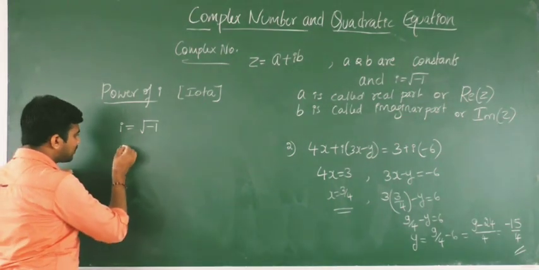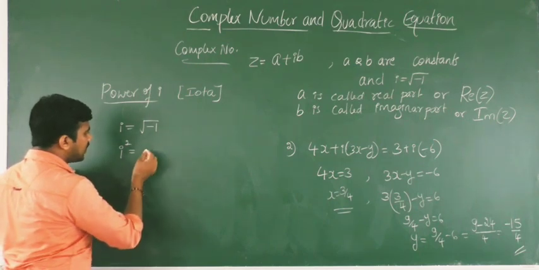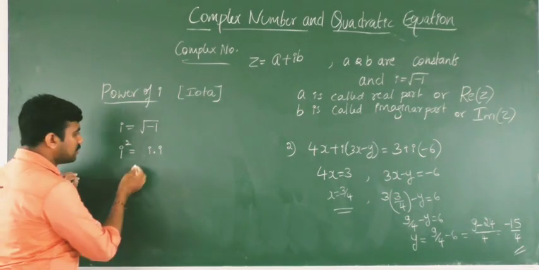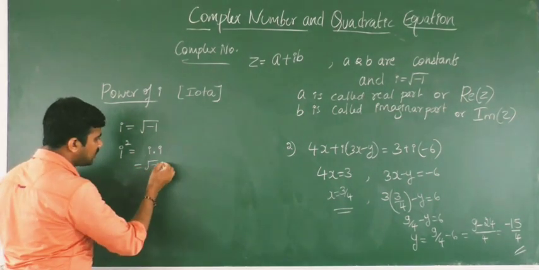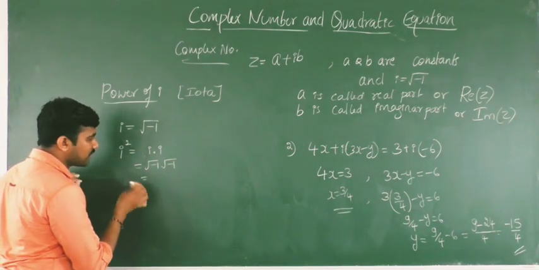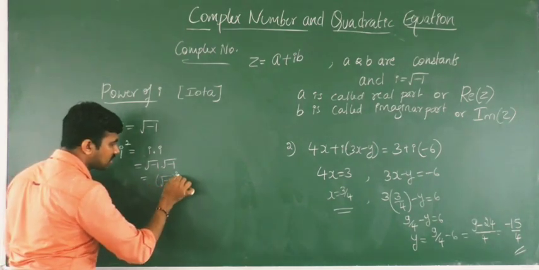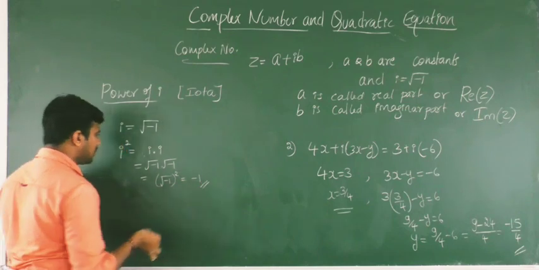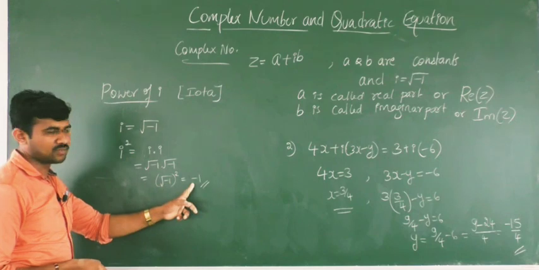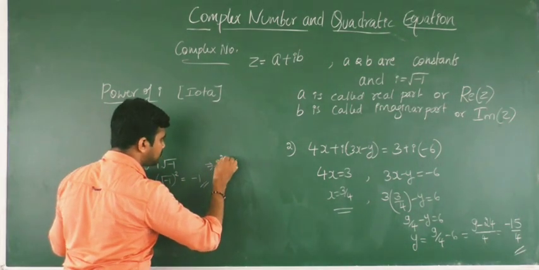Now increase the power, i to the power 2. So i to the power 2 is nothing but i into i. Two times i are multiplied, so you get i square. But the i value is root minus 1, again root minus 1. Two times root minus 1 are multiplied, so what will we get here? This is nothing but root minus 1 whole square, or minus 1. So remember, the value of i is root minus 1, but i square is minus 1. We got i square is equal to minus 1.